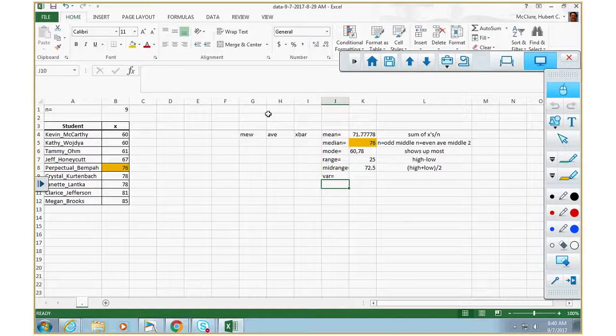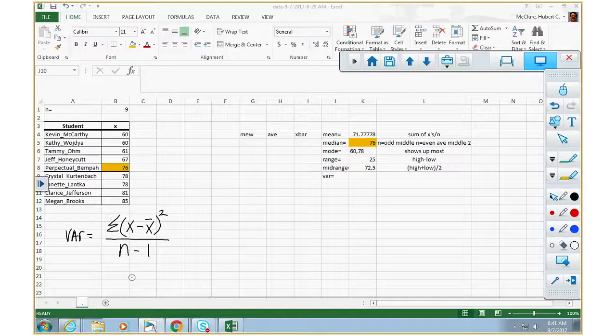Now, before I do variation, I'm going to put the formula on the board. I want you to write it down because you're going to have to read it. All right? Variance is equal to the summation of X minus X bar, quantity squared, over N minus 1.